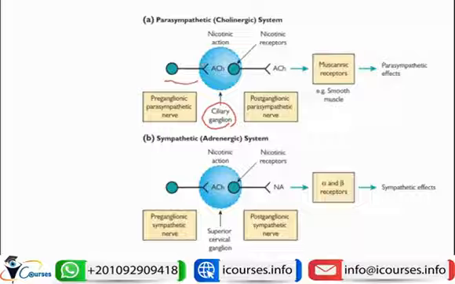There is a receptor inside this ganglion. These receptors are called nicotinic receptors, and the neurotransmitter here is acetylcholine. So what happens in the ciliary ganglion is that there is a relay between the preganglionic parasympathetic nerve and the postganglionic parasympathetic nerve, at which acetylcholine neurotransmitter is acting upon nicotinic receptors.